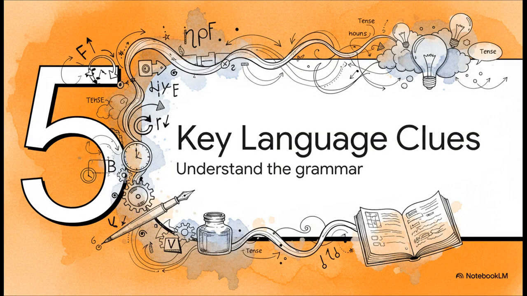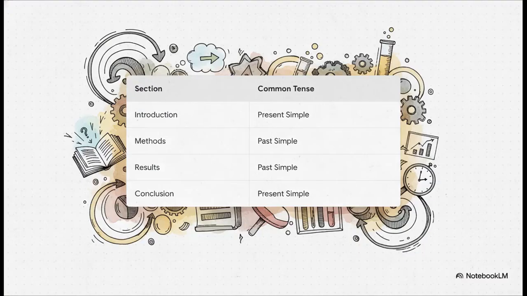Okay, so now you know the 5-part structure, but here's another great tip to help you read abstracts even more easily. You can look for clues in the grammar, specifically in the verb tenses. There is often a clear pattern. The introduction and the conclusion usually use the present simple tense because they're talking about general truths. But the methods and results sections almost always use the past simple tense because they are describing actions that happened in the past. If you remember this pattern, it can help you quickly see which part of the abstract you're reading.